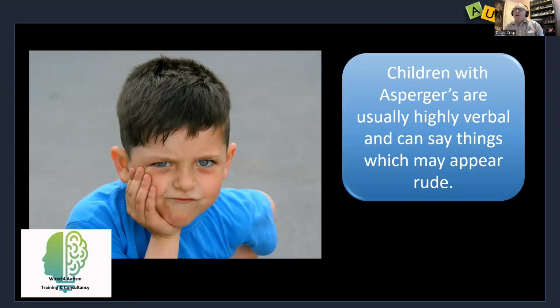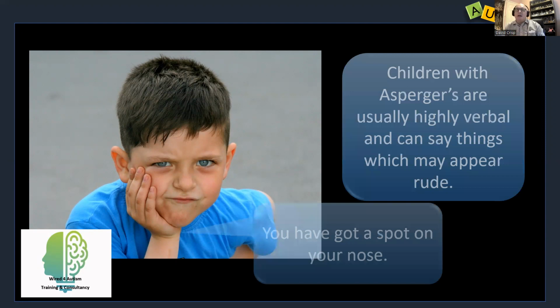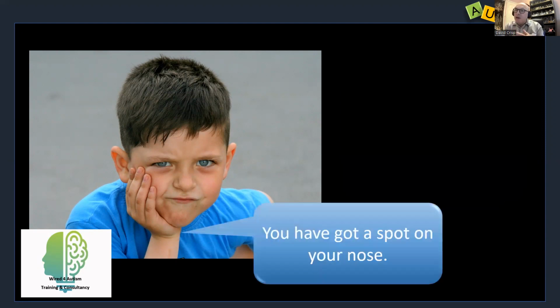Children with Asperger's syndrome are usually highly verbal and can say things which may appear rude. The only real difference, when they were using the term Asperger's syndrome in new diagnoses, between an Asperger child and a child with high functioning autism was that children with high functioning autism had language delay. Those with Asperger's syndrome did not normally have a language delay. They're usually highly verbal, and they may be like little professors, but they also may say things that may appear rude. Like this young lad here, he's noticed a spot on your nose, that standing up feature.